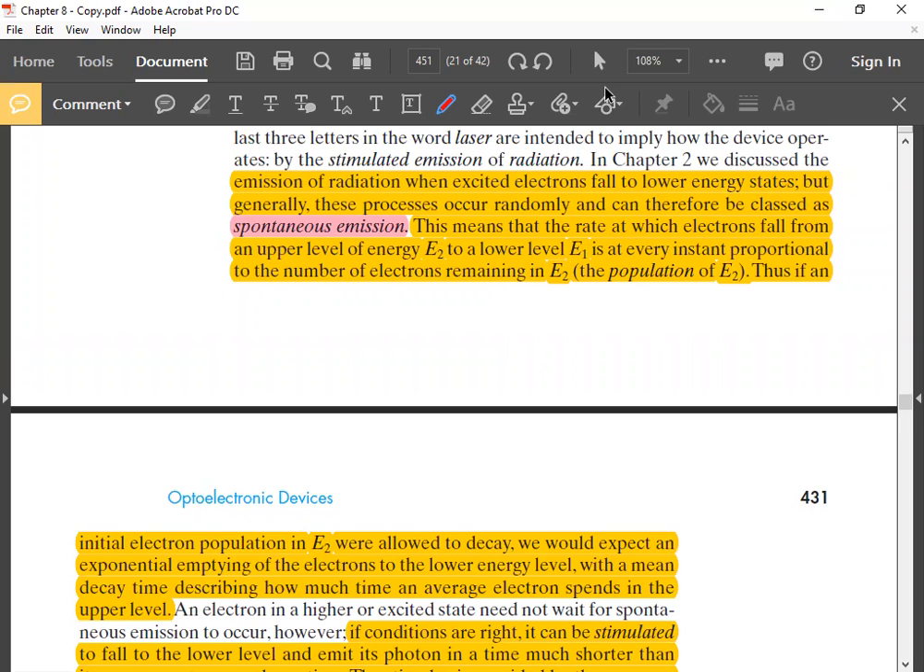Derivation, there is almost no derivation, very small derivation, mostly description here in this chapter.